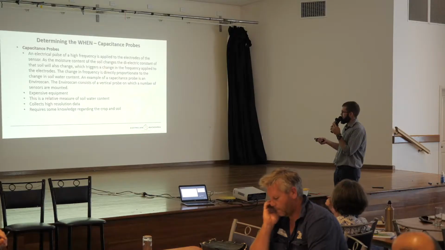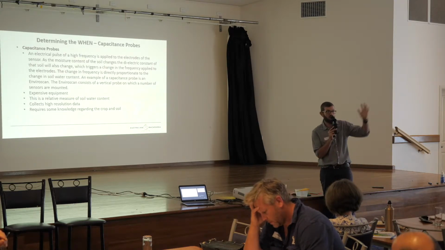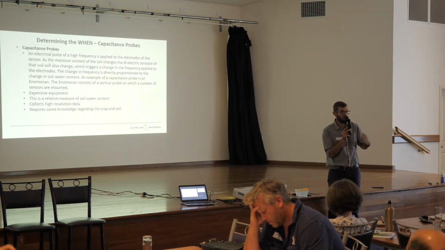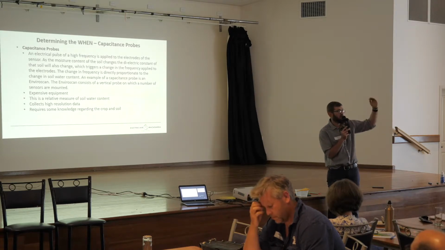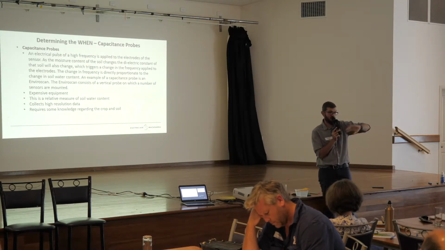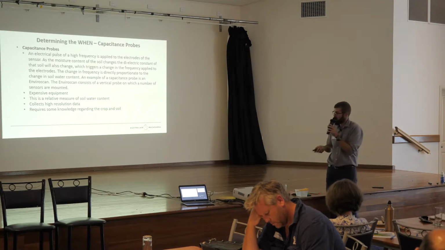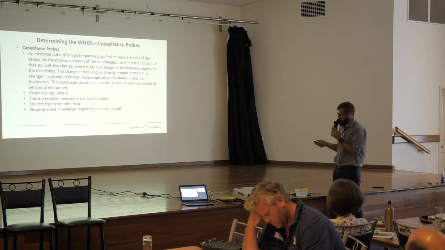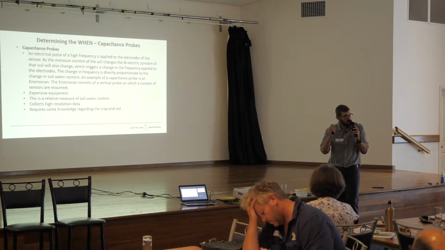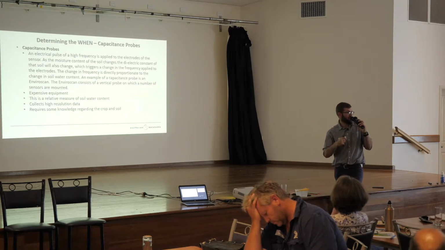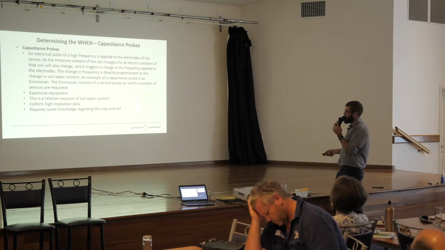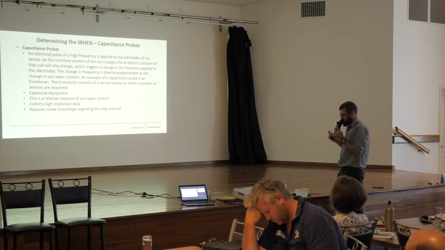But basically it's a little bit more expensive, quite a lot more expensive most of the time. And it's a relative measure of water content. It shows you trends in water. It does not sense water directly in the soil. It just tells you the soil is busy drying out or the soil is busy wetting up. That's just what it's telling you. And it collects high resolution data. So it's collecting on an hourly basis or half hourly basis and putting those graphs in there for you. Okay? But it requires some knowledge of the crop and of the soil. You need a lot of information to make a good decision with that.